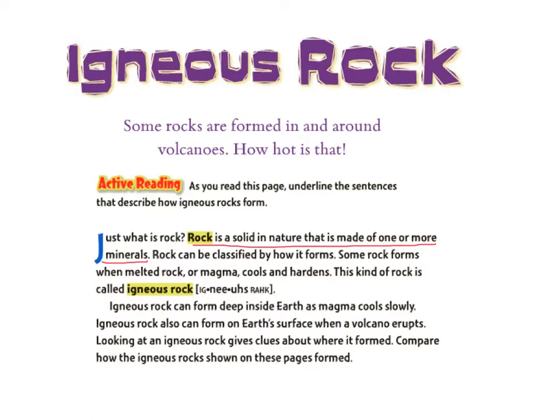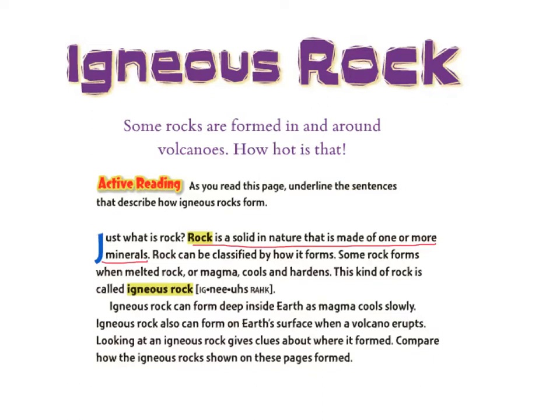Rocks can be classified by how they form. Some rocks form when melted rock or magma cools or hardens. This kind of rock is called igneous rock. Igneous rock can form deep inside Earth as magma cools slowly. It can also form on Earth's surface when a volcano erupts. Looking at an igneous rock can give you clues about where it formed. We're going to look at how to compare the igneous rocks shown on these pages.